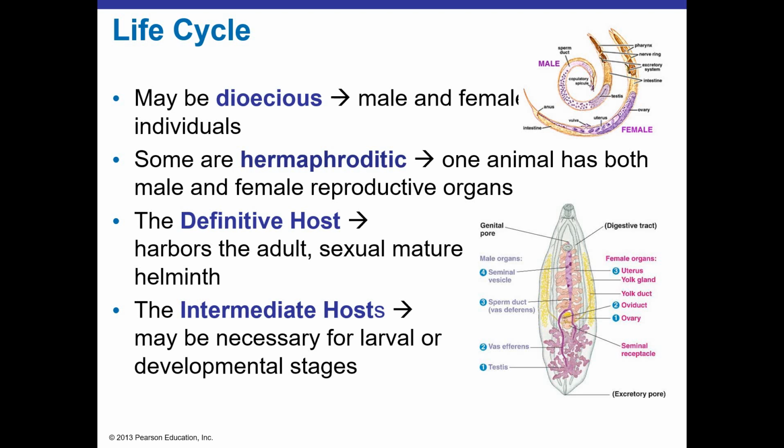As we saw with the protozoa, we have both definitive and intermediate host. The definitive host harbors the adult, sexually mature form of the helminth, and the intermediate host harbors one of the larval or developmental stages. Again, being the definitive host or the intermediate host does not define that one is better or worse than the other, and so it depends on the parasite. Sometimes humans are the definitive host, and sometimes we are the intermediate host.